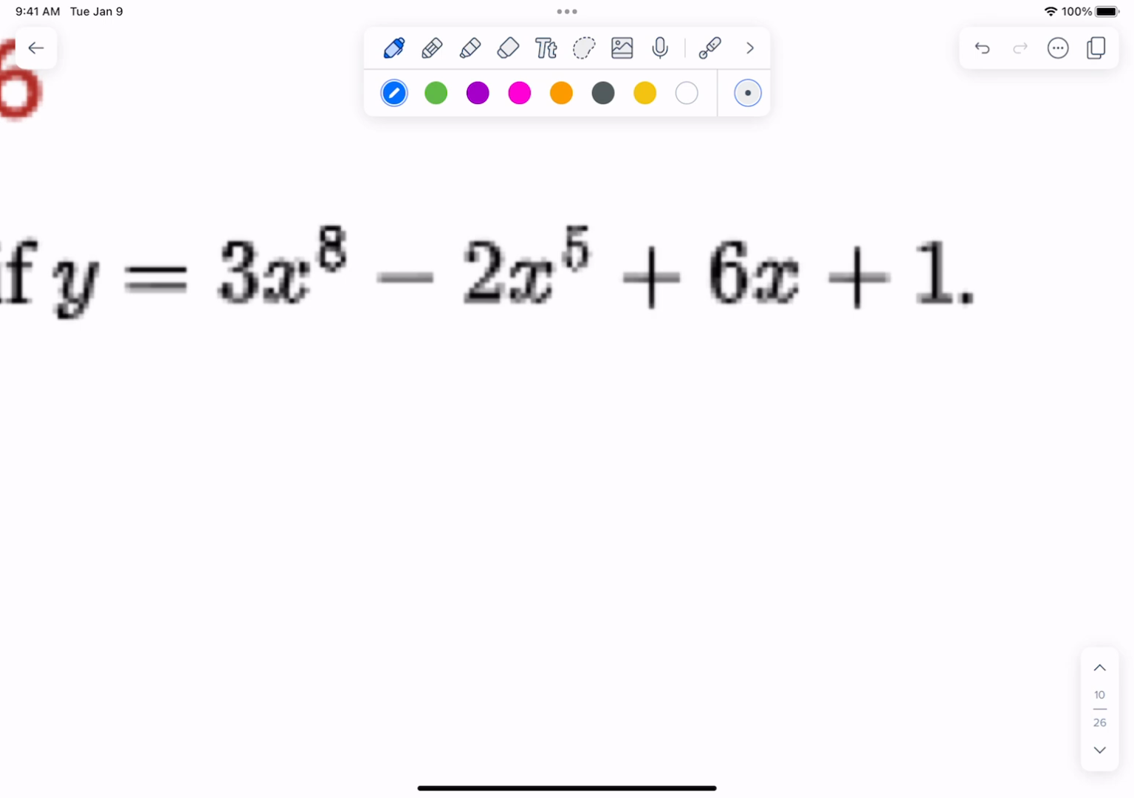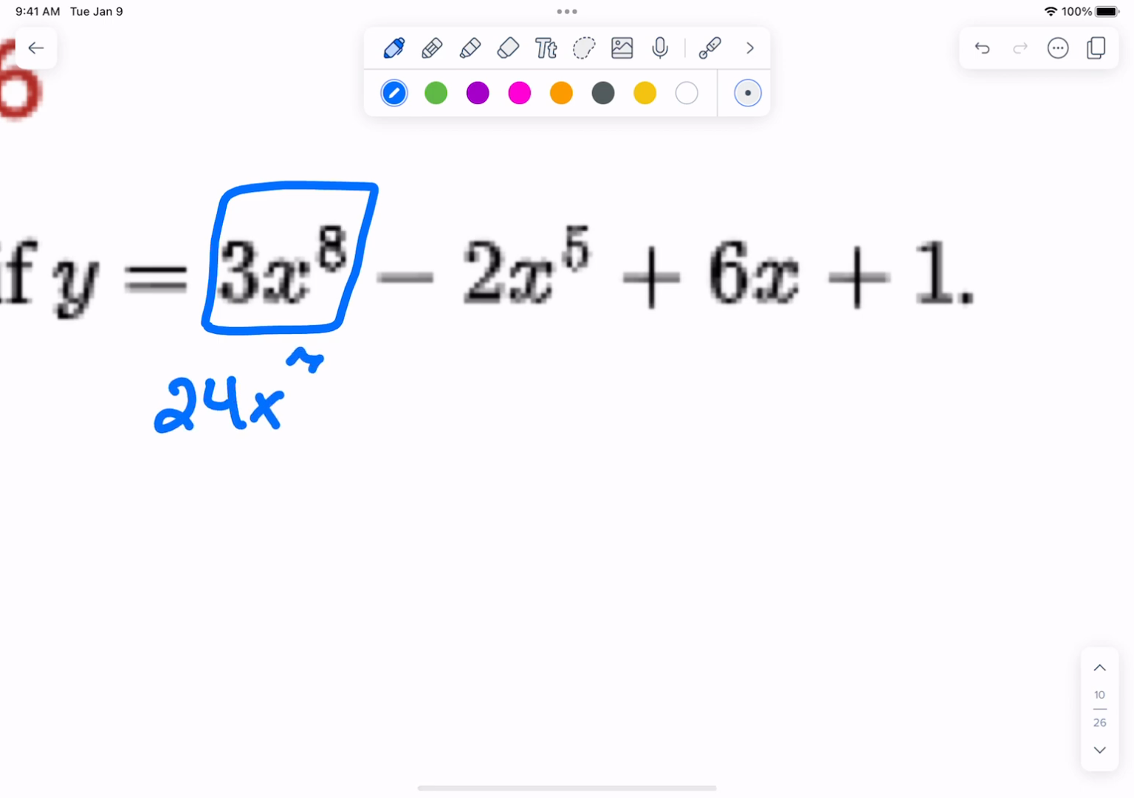Let's explain it. We have 4 pieces. Find the derivative. There's no half powers, there's no negative powers. 3x to the 8th power: 3 times 8 is 24x to the 7th. Perfect. Minus 5x, the 5 comes down in front. That is 10x to the 4th. Plus 6.